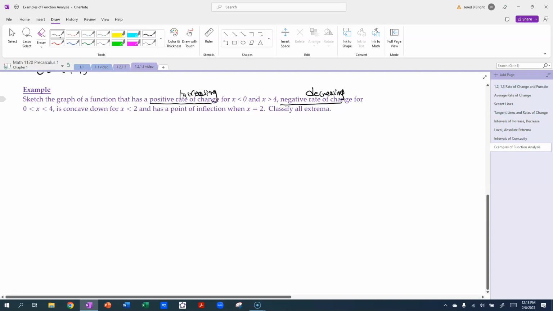Okay, so it's decreasing there, concave down, and has a point of inflection. So it has to change concavity. We know it's concave down before that, has a point of inflection there, so it has to change to concave up after. And then we have to classify all extrema.